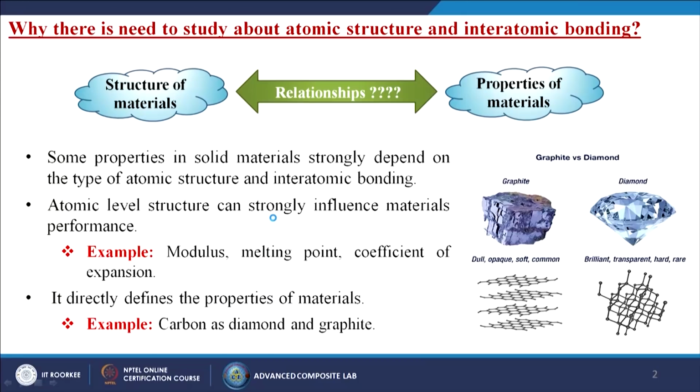The relationship gives you the essence of how the material will behave, or what kind of material I can add, or what the new crystal structure formations will be. In a single word, it is some kind of X-ray view of that particular material. From that we can get information about the physical properties and the chemical properties of that material. Some properties in solids strongly depend on the type of atomic structure and the interatomic bonding. This is a well known fact.